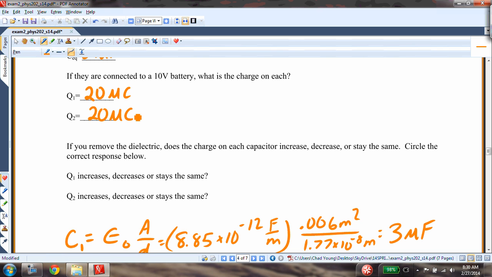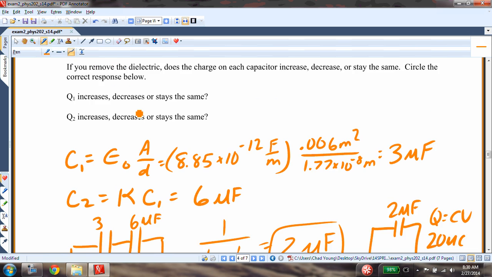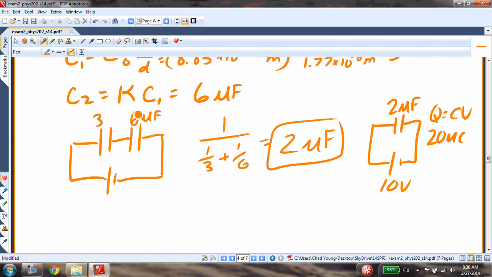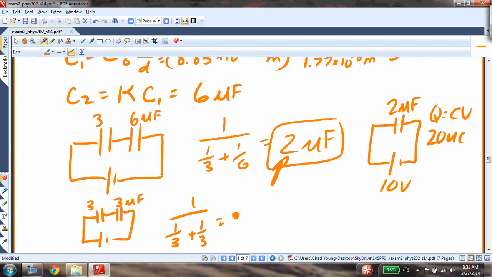Right, if you remove the dielectric, does the charge on each capacitor decrease, increase, or stay the same? All right, so if I remove the dielectric, the real question is, what is going to happen to this equivalent capacitance? So let's just look at it. Let's say we now have a new circuit with a 3 and a 3 microfarad capacitor. So my equivalent is going to be 1 over 3 plus 1 over 3. That's 1 over 2/3, which is 3/2 microfarads.